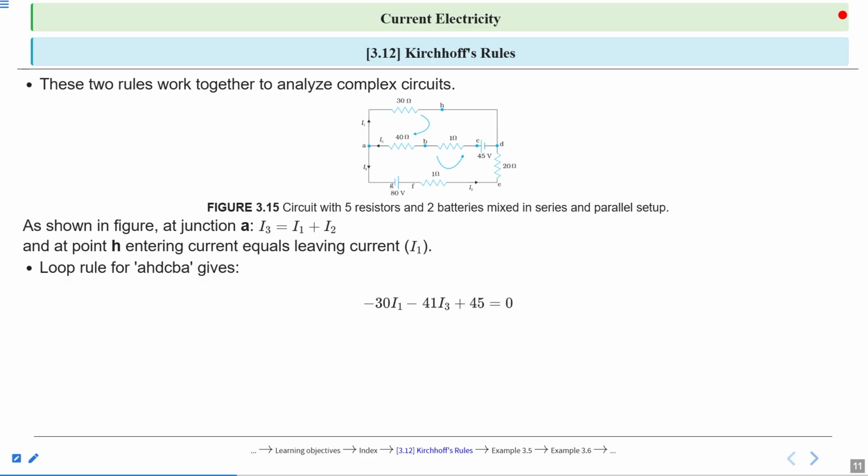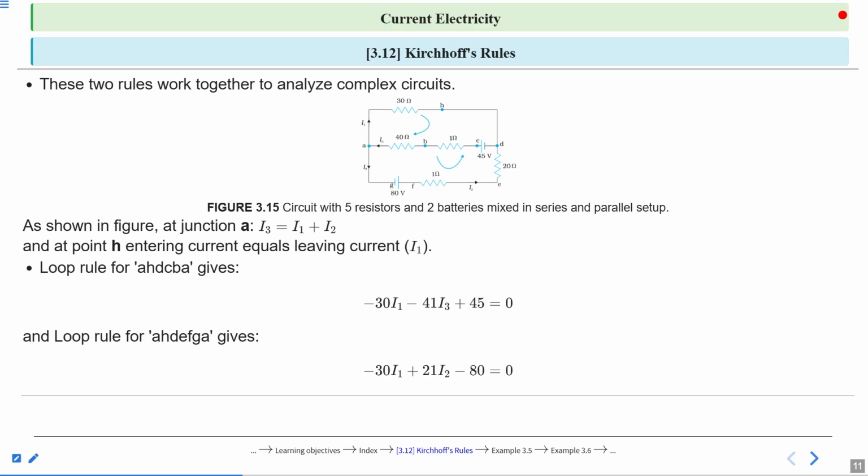Now through resistors 1 ohm and 40 ohm, I3 current is flowing. And we are moving in the direction of current, so the potential drop will be 41 ohm, 41 I3. And the loop rule for A, H, D, C, B, A gives this equation.